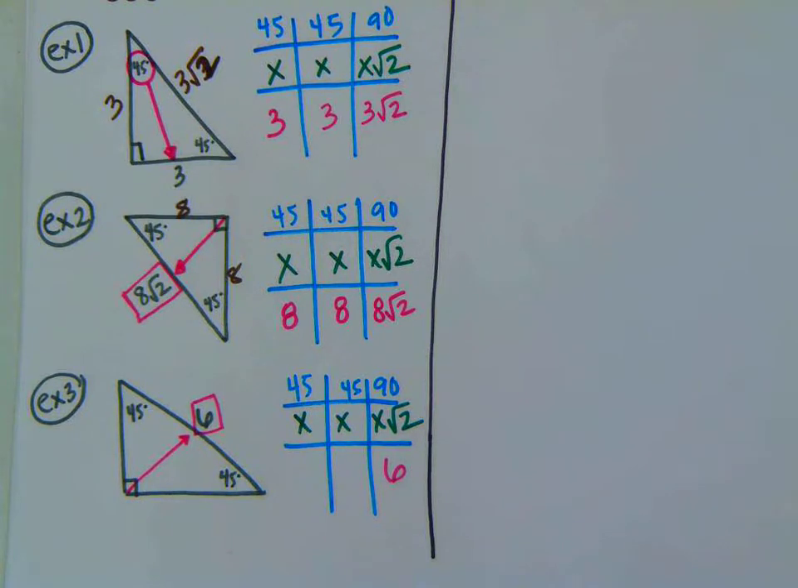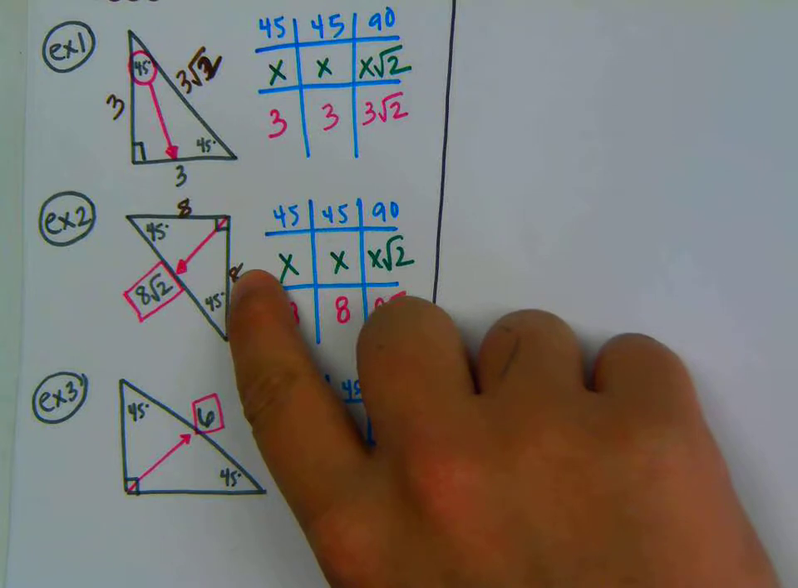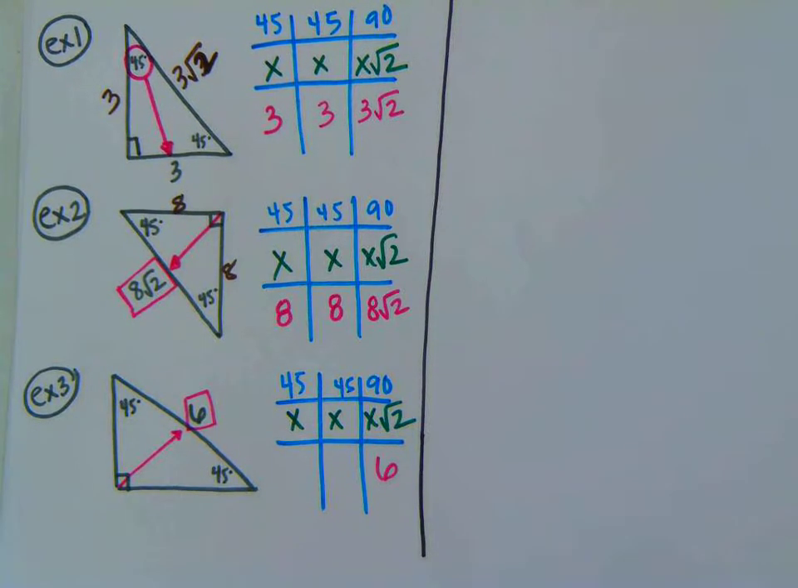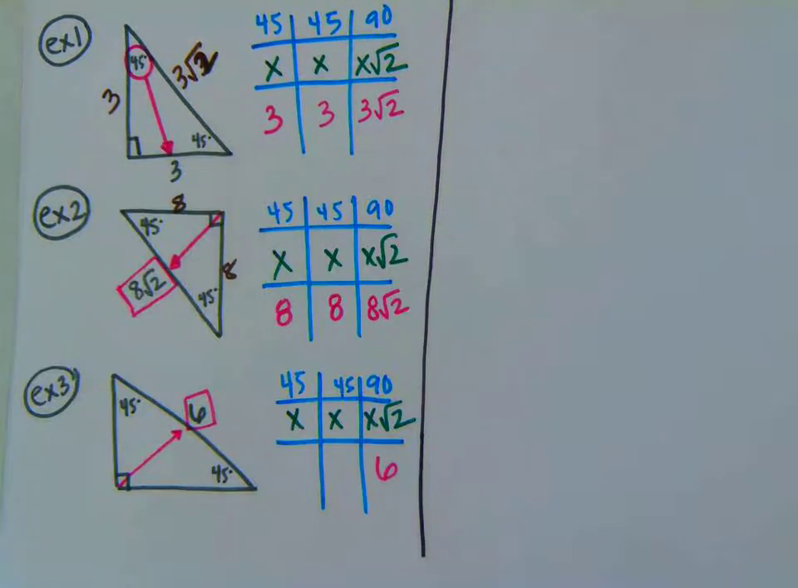So an example of a question would be, this would be X, and it would say find X. And then you would say X is 8. Or if this was a Z, find Z, and then you would say Z equals 3 root 2. But yeah, it's really that easy. You don't have to do anything else.